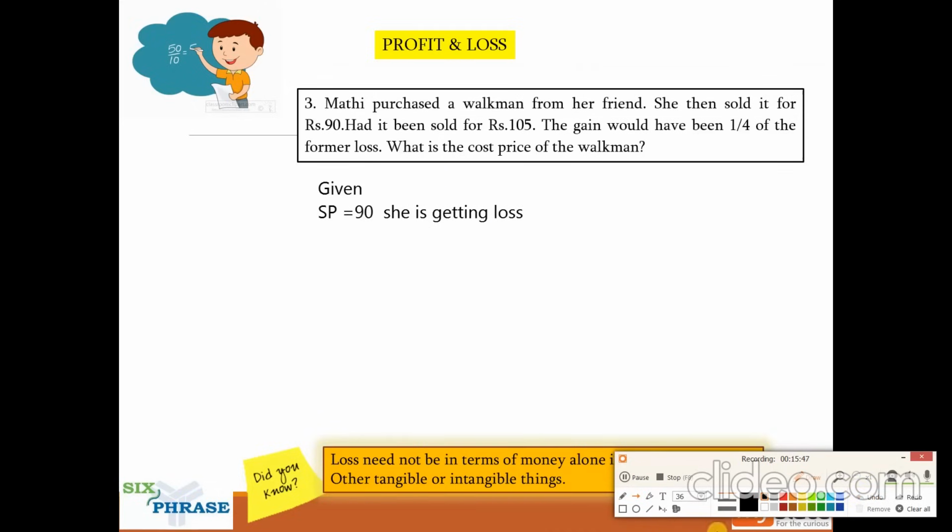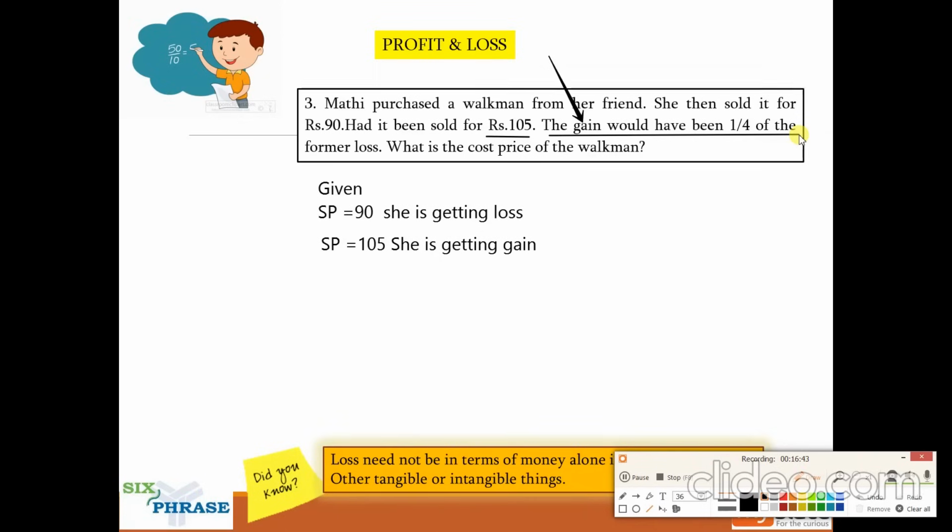Now, what is this 105? This 105, guys, is also the selling price. So we'll take selling price is equal to 105. But what is the difference between this and the 90 that we know? By selling it at 105, she is getting a profit or gain. How do we know she's getting a gain? Just look at the statement: had it been sold for 105, the gain would have been. So this tells us that by selling it at 105, she's getting a gain. Now you just have to use this statement and form the equation, guys, and you are good to go. You will get the answer very easily.